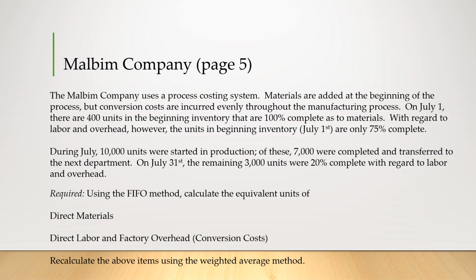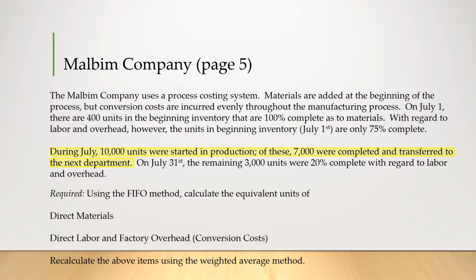Turn to page 5 to look at the Malbum Company example. The Malbum Company uses a process costing system. Materials are added at the beginning of the process, but conversion costs are incurred evenly throughout the manufacturing process. On July 1st, there are 400 units in beginning inventory that are 100% complete as to materials. With regard to labor and overhead, however, the units in beginning inventory as of July 1st are only 75% complete.